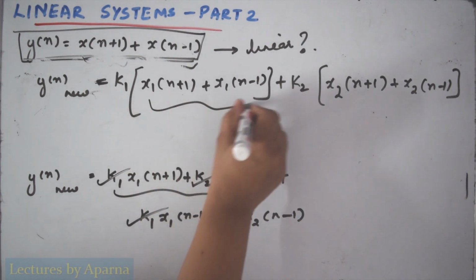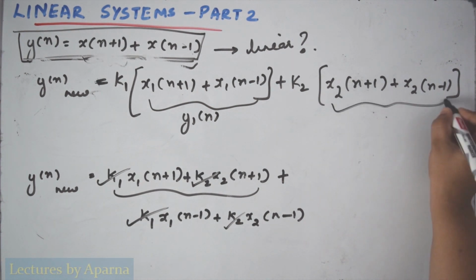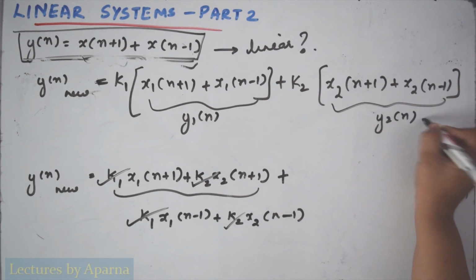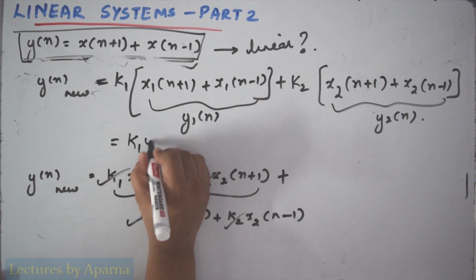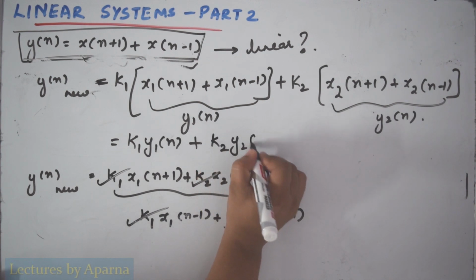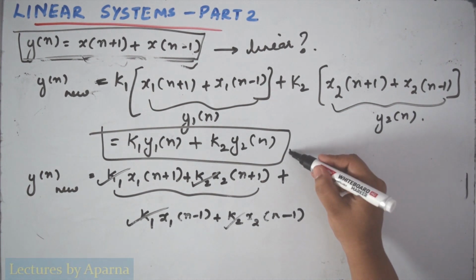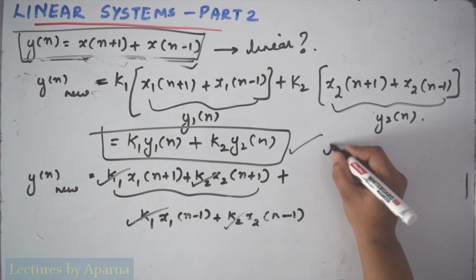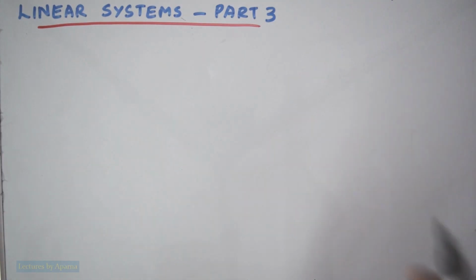So this term is y1 of n, and this term is y2 of n. Therefore this will be equal to k1 y1 of n plus k2 y2 of n, which is exactly in the form that we need. Therefore the system is linear. So this is how you will check the linearity of a system. This is a part 3 video of linear systems.